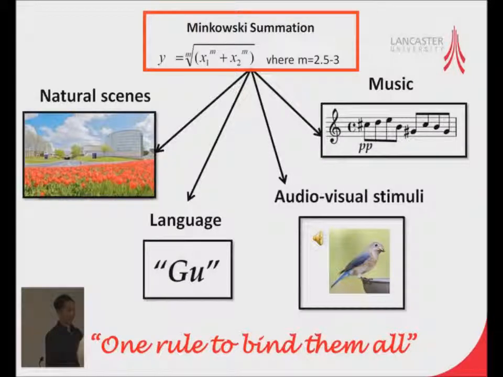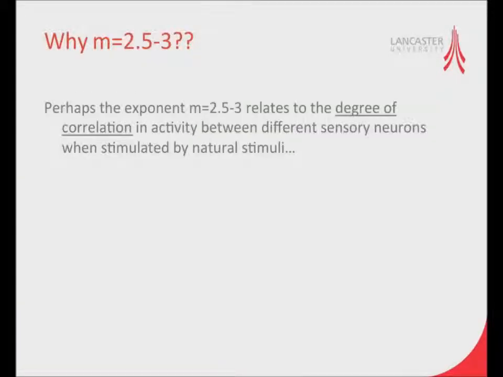So I've shown you today that Minkowski summation with a power of between 2.5 and 3 can model feature integration of natural scenes, music, language, and audiovisual stimuli. And so I like to think that there's one rule to bind them all. Which is quite geeky. I'm sure you guys are all wondering now, well, what does this m value 2.5 to 3 mean? Because I keep talking about it, but what does it mean?